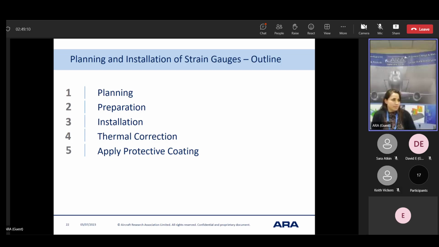So the five main stages of the installation are going to be the planning, the preparation, the installation, the thermal correction, and applying the protective coating afterwards.